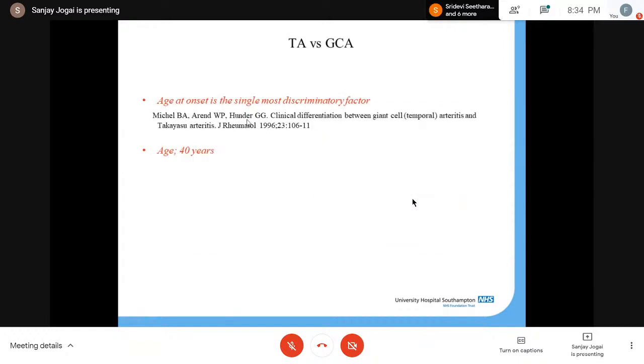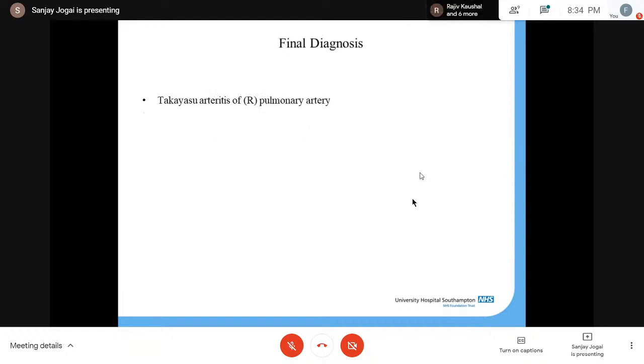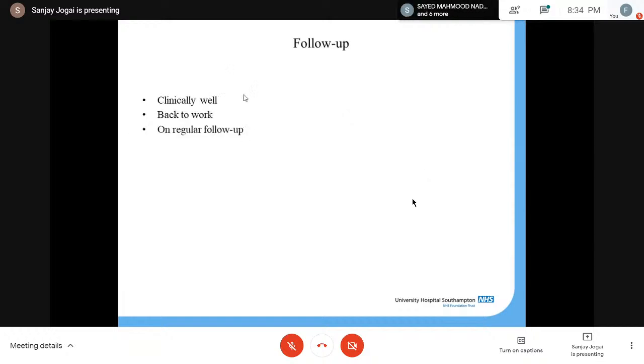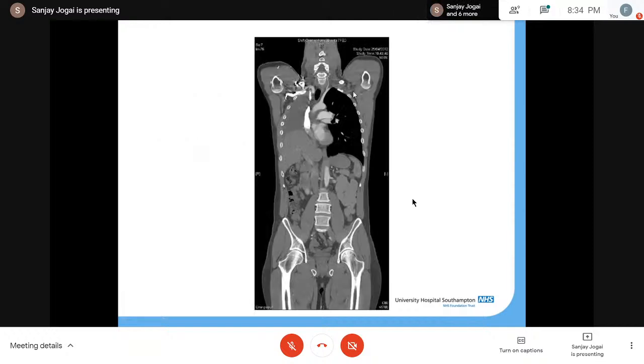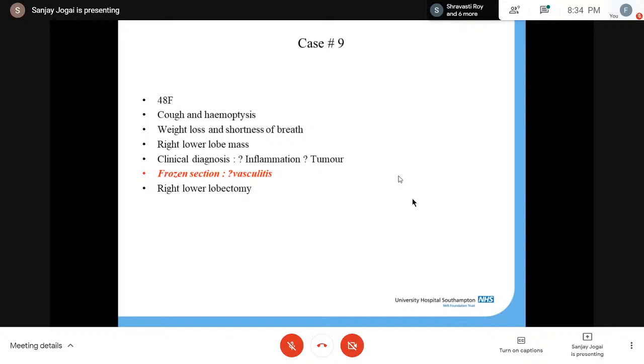So age at onset is the single most discriminating factor, and with this case, the odd thing was that it was isolated pulmonary artery involvement. It presented as a sarcoma. So the final diagnosis is Takayasu arteritis of the right pulmonary artery, and basically the whole thing had come out, and he's on regular follow-up. He has been well, and you can see the imaging clearly. All gone from there. So those are the references for that.